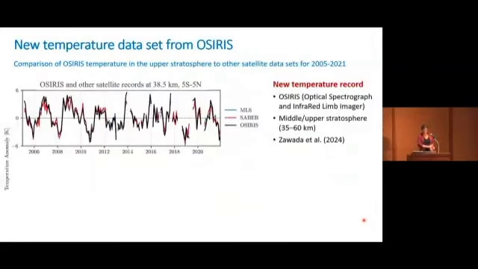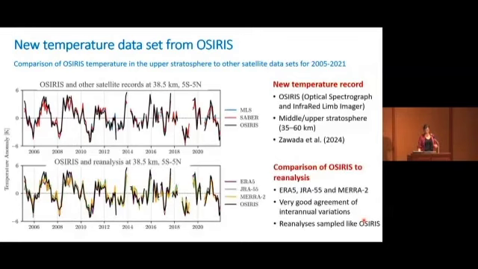Good. So this new temperature record is from the Canadian limb sounder OSIRIS. OSIRIS measures stratospheric composition, but recently we've also developed a retrieval for temperature, and that has recently been published. It covers the middle to upper stratosphere, so 35 to 60 kilometers roughly. And you see here OSIRIS in comparison with SABER temperatures and MLS temperatures, and these are anomalies in the tropics roughly at 40 kilometers. So you see these interannual anomalies agree very well between the three satellite instruments.